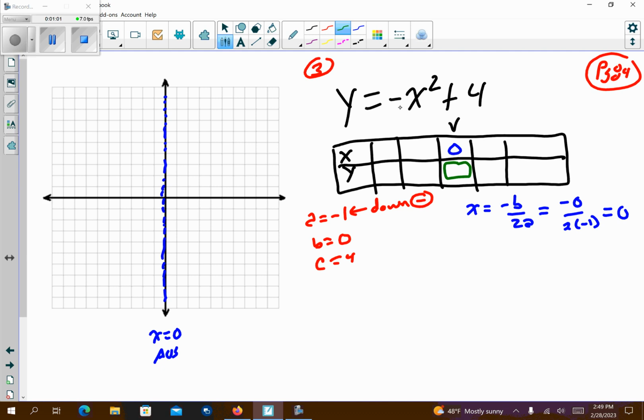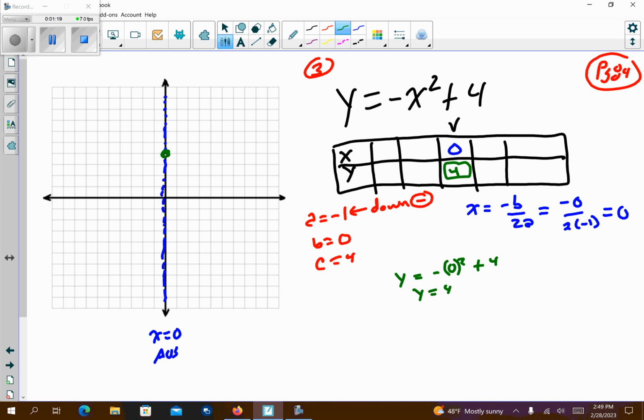So if we take 0 and plug it back into our original, now notice the negative's outside, but that's fine. It's not going to affect us. So that's just going to give us y equals 4. So 0, comma 4 is right there.